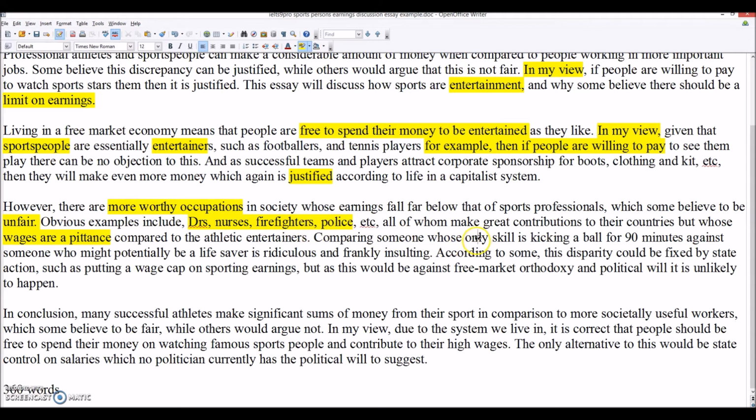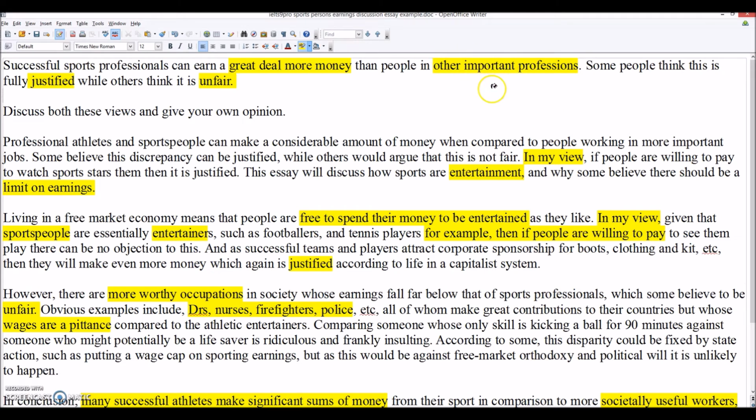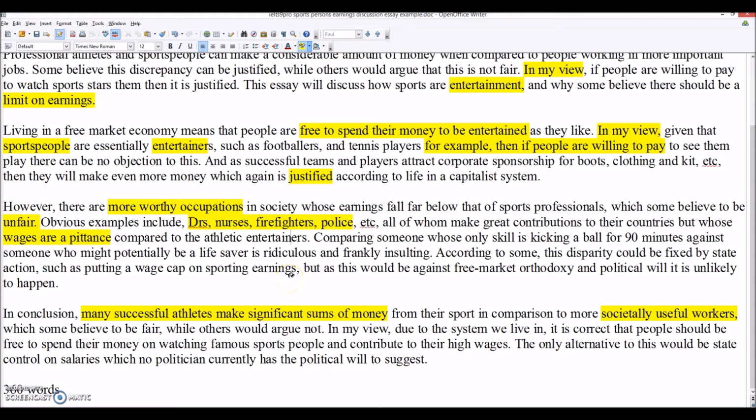Comparing someone whose only skill is kicking a ball is insulting. Okay. State action, because it says give your own opinion. So you can see how we've got all the keywords. We've addressed all the points. Successful sports people earn a lot compared to more useful workers, more important people working in important jobs, more worthy occupations. Some think it's fair, some think it's not.